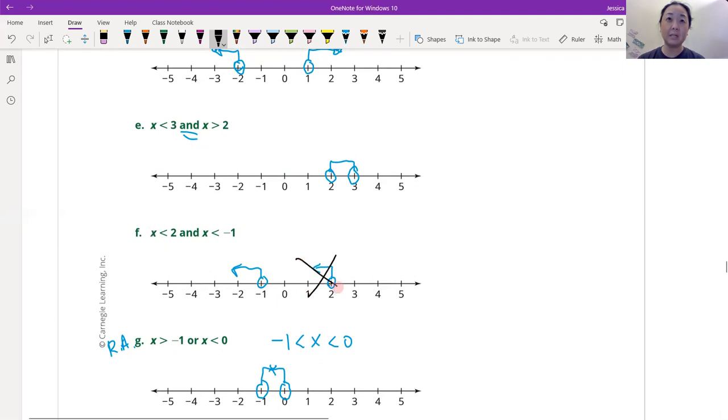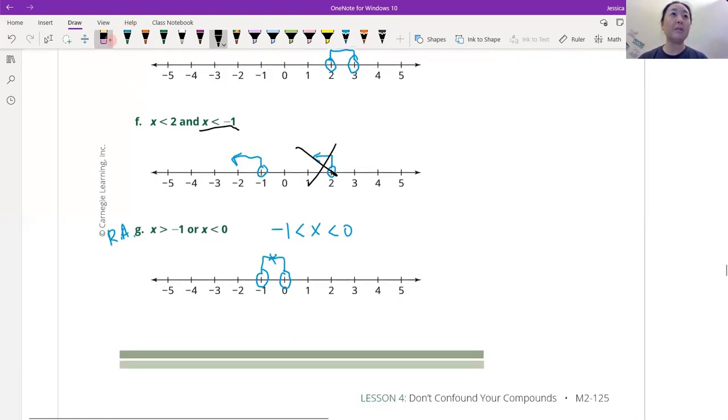So it basically is just going to be this one right here, because it has to be both less than 2 and less than -1, which means that it has to be definitely less than -1. Because if it's like at 0, that's less than 2, but it's not less than -1. So it wouldn't work. So it just has to be this one. X is less than -1. That's what it has to be.